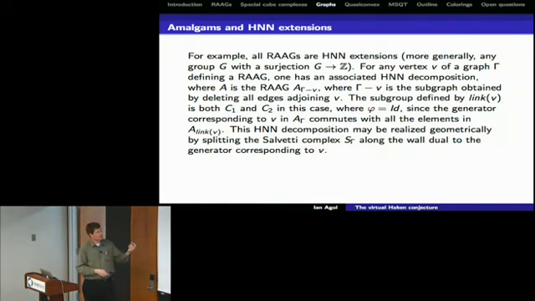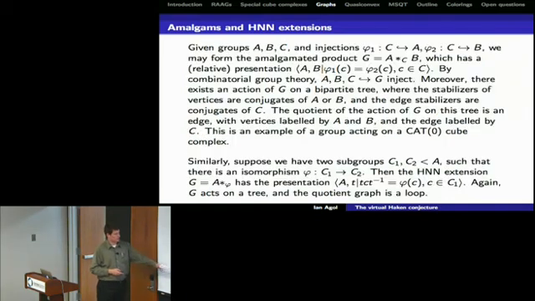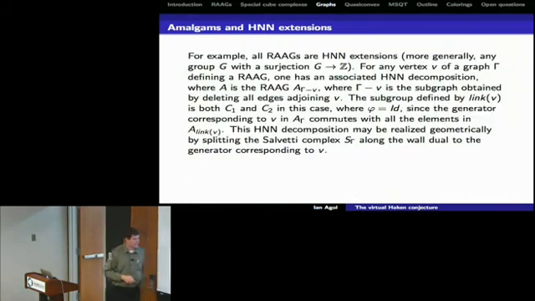So the point is that the extra generator that we add in the HNN extension will correspond to the generator of that vertex v, and the subgroup C will be the subgroup generated by all the vertices that it's adjacent to. So that's a simple case of an HNN extension where the stable letter is just the identity map from a subgroup to itself. So that's an explicit example of an HNN extension.